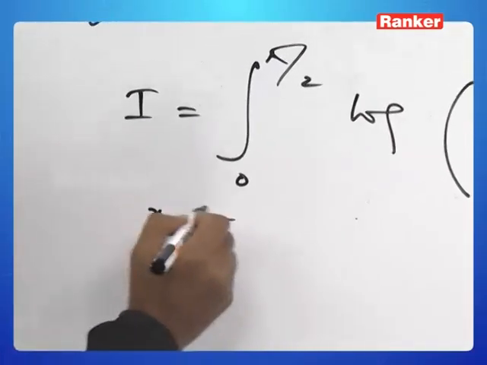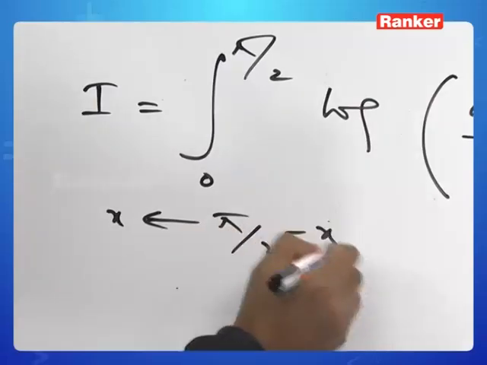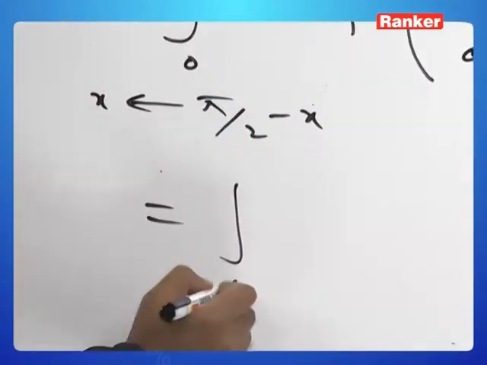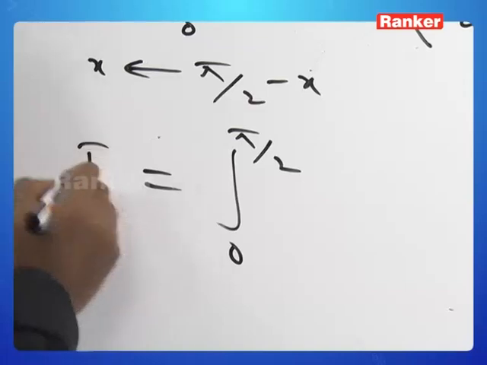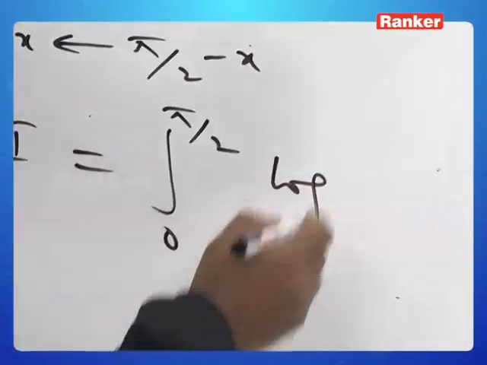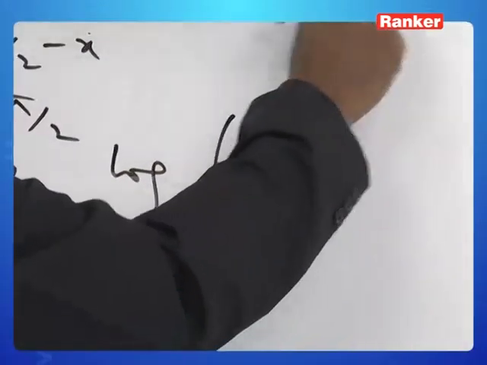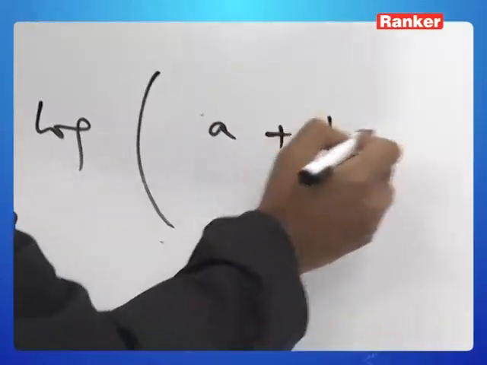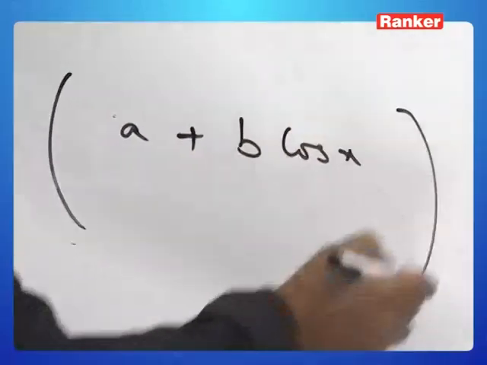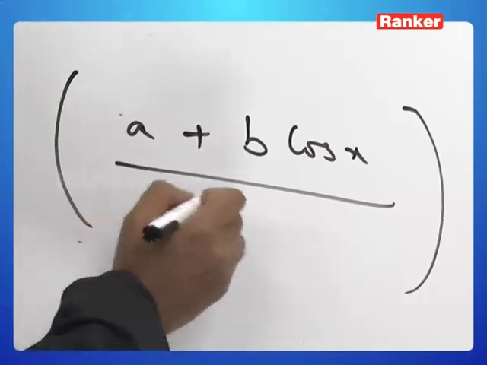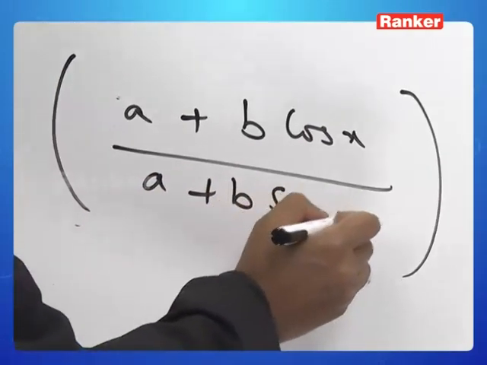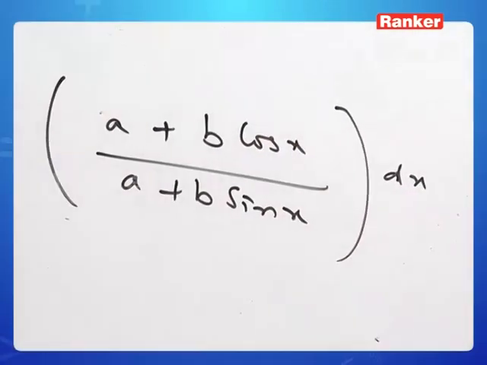So, replace x with pi by 2 minus x using the property. There will not be a change in the integral. So, I is equal to this, and now when you do this, sin of pi by 2 minus x will become cos x. So, we get a plus b cos x, and then a plus b sin x. So, let us add up these two now.